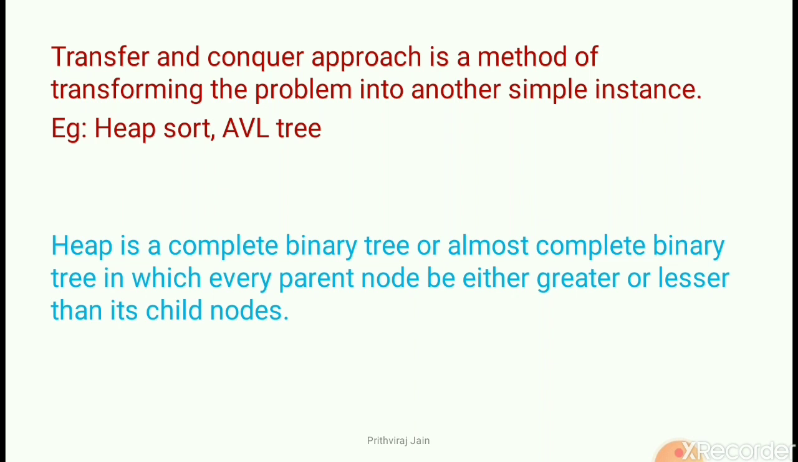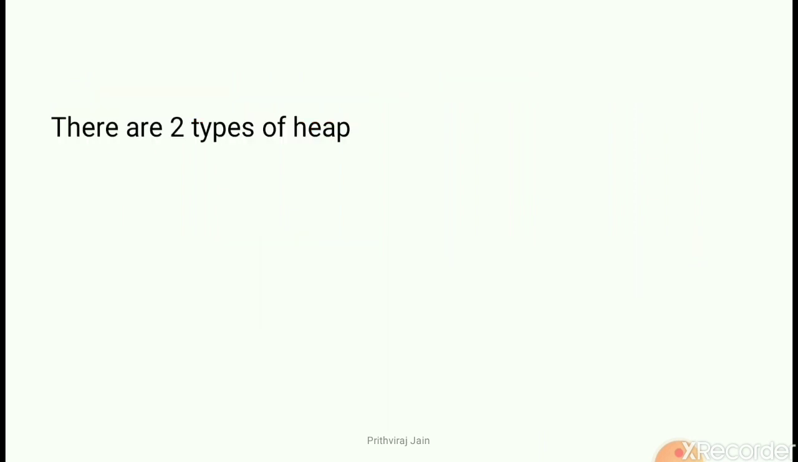Heap is a complete binary tree, or an almost complete binary tree, in which every parent node is either greater or lesser than its child nodes. There are mainly two types of heap. One is maximum heap and another is minimum heap.